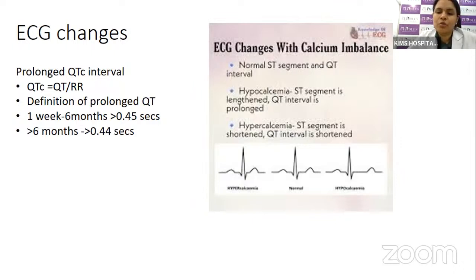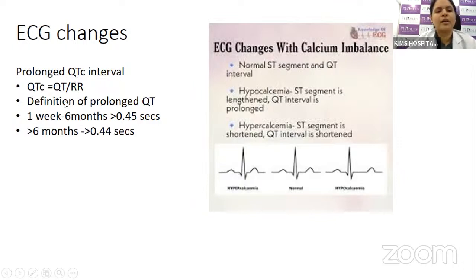Hence, to detect whether this is secondary to hypocalcemia versus other reasons, one also would look at the ST segment. If the ST segment is also lengthened, then it is most likely QT prolongation because of hypocalcemia. The reverse is also true. QT interval is shortened in hypercalcemia. So how do we say whether the QT interval is normal or prolonged?